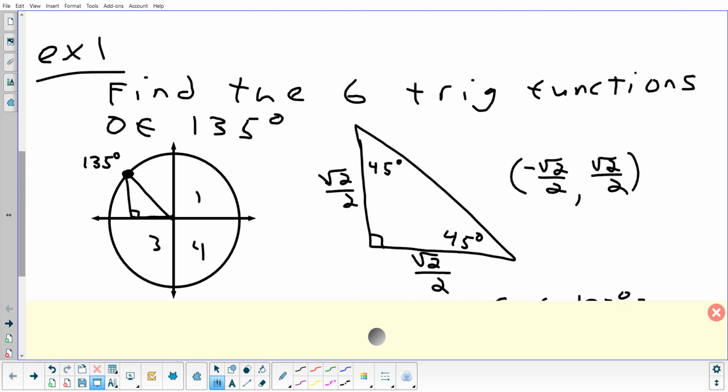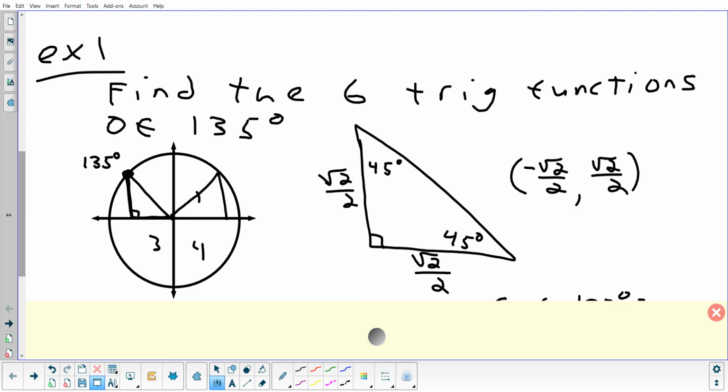Negative root 2 over 2 because we went left. Positive root 2 over 2 because we went up. Why is it root 2 over 2? Well, that's what we did yesterday. So it's the 45, 45, 90 triangle, mirror image from quadrant 1. It's just a flip, that's all it is.